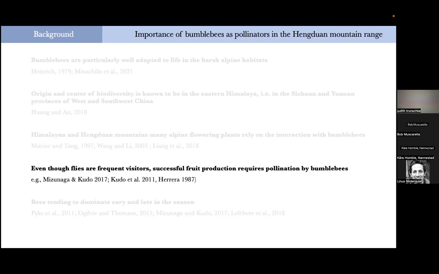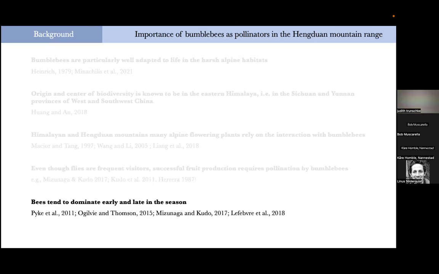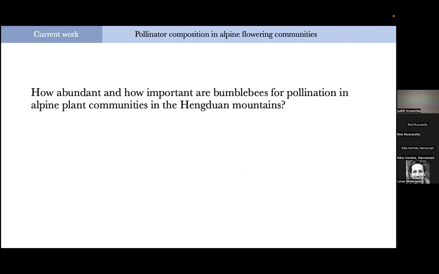And therefore, even though flies are often hypothesized to be the main pollinators in alpine habitats, many of these species actually rely on bumblebee pollination for seed production. And bumblebees tend to dominate early and late in the season, when many flies are not active. This is because of their extended life cycle, from the queen emerging early in the spring until the last generation in the hive and the males that last into the autumn.